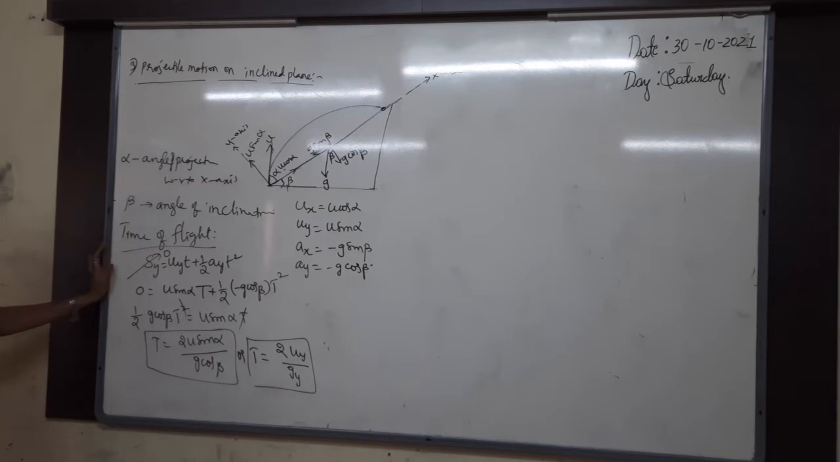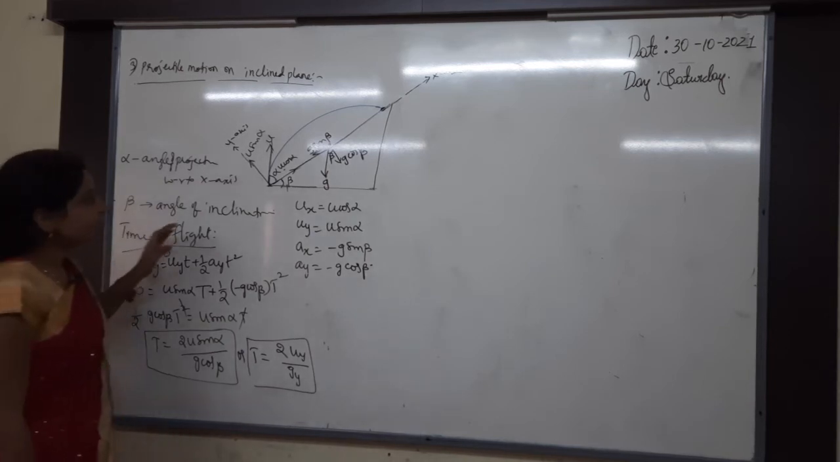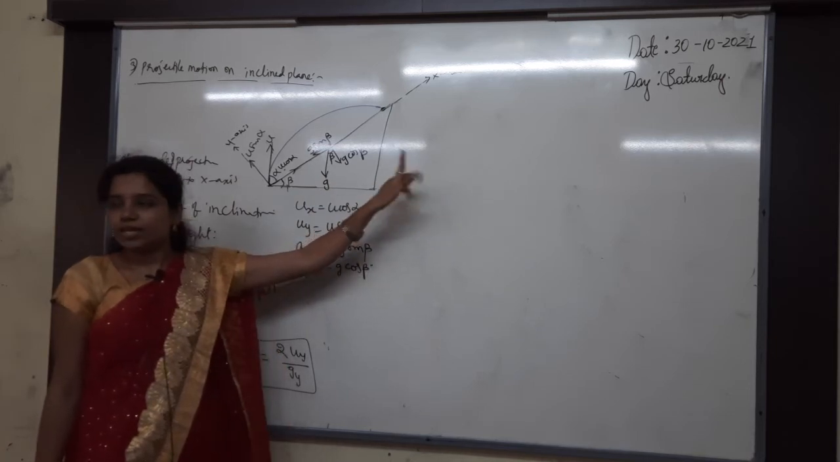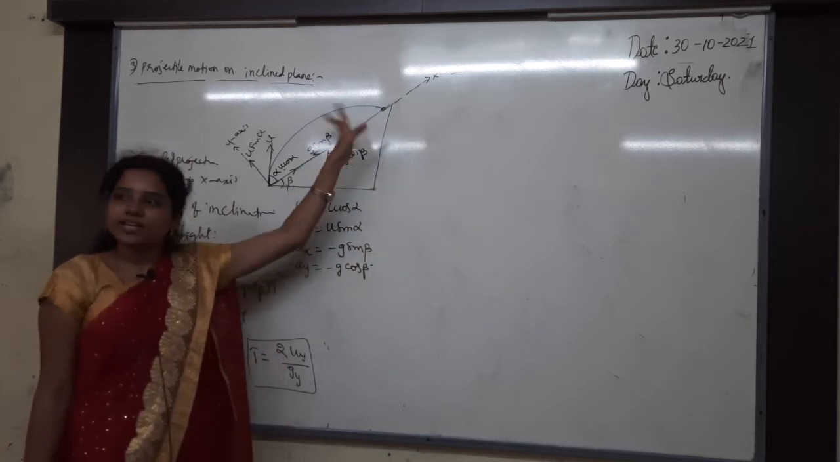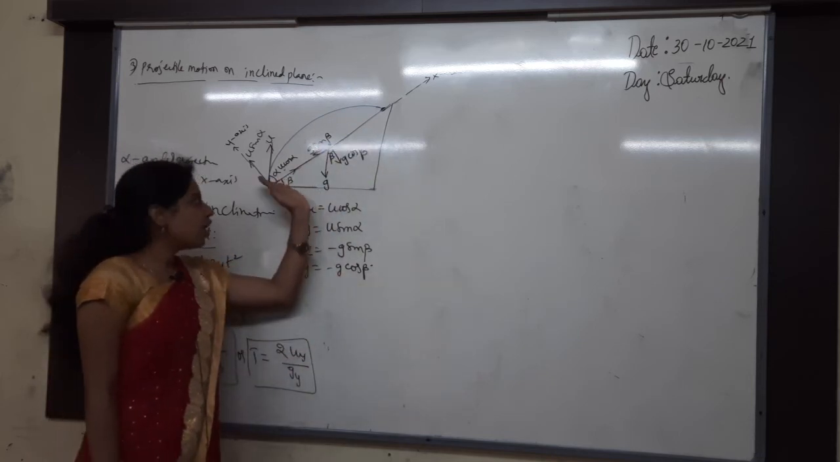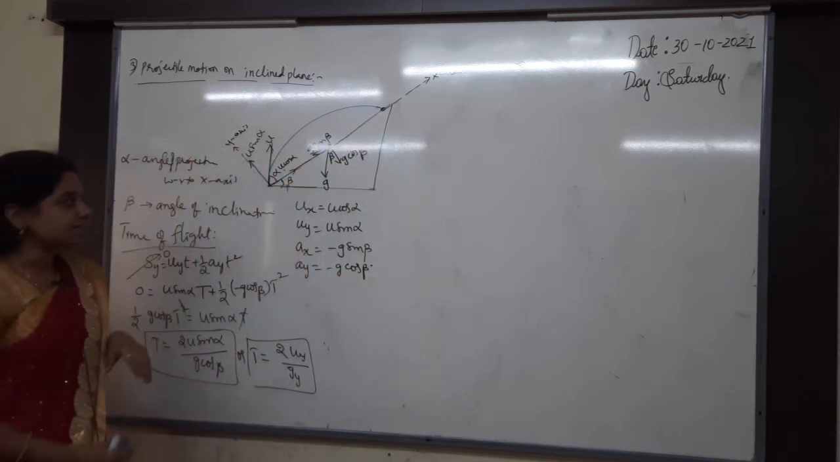Finished? Listen here first. Later on you can write. So here, I am not considering the x-axis as horizontal. I am considering the inclination as the x-axis. Directly the inclined plane only I am taking as the x-axis. Opposite to that is exactly the y-axis.